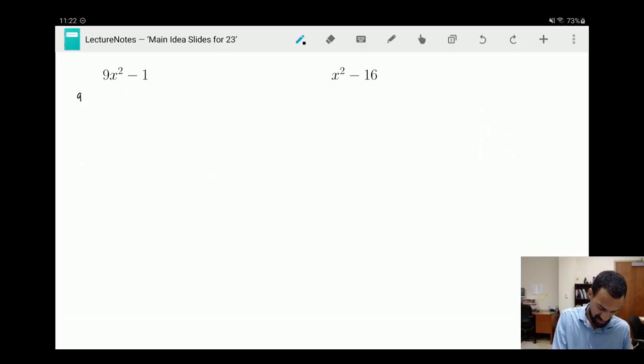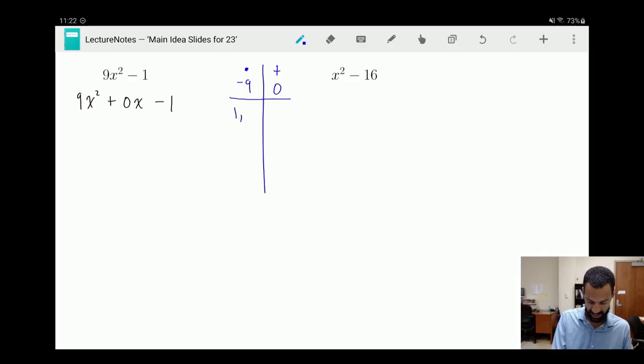So let me rewrite this as 9x squared plus 0x minus 1. That way I'm accounting for that middle term even though it's not really there. I have 0 there. I need to find two numbers that multiply together to be 9 times negative 1, which is negative 9, but when I add those numbers together, they add up to 0, the middle number. 1 and negative 9, those add up to negative 8.